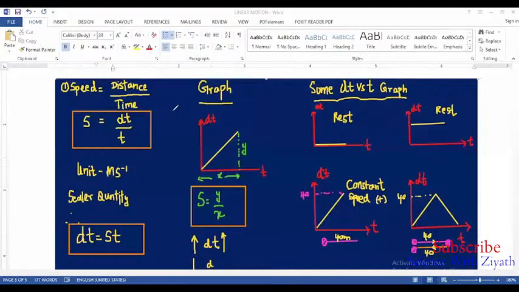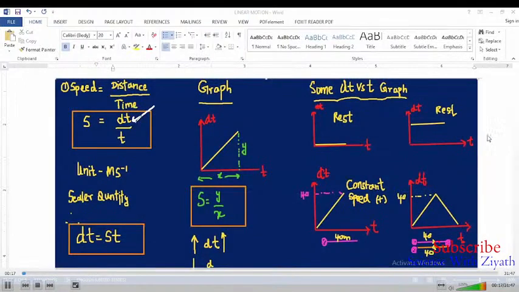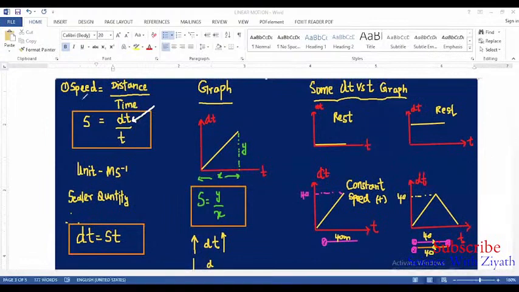Usually if you look at this one, instead of distance I used dt here. But don't use this symbol, there's no need for it. You write something very easy: speed is equal to distance over time. That's enough. You don't need to put this symbol. So, speed is equal to distance over time, and the unit of speed is m s minus 1.